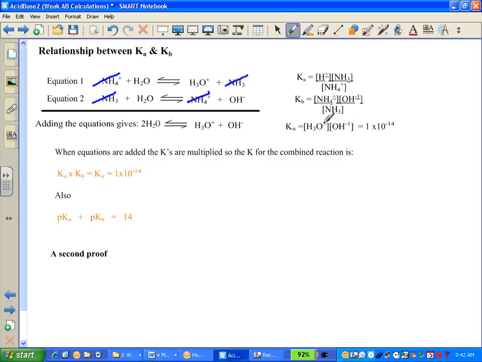So when we add these two reactions, and with any conjugate acid-base pair, if you add the acid reaction to the base reaction, you're always going to get this particular reaction. And as you know from the last unit, when you add two reactions, the equilibrium constants multiply. So what we see developing here is a relationship that Ka times Kb is equal to Kw, or 1 times 10 to the negative 14.